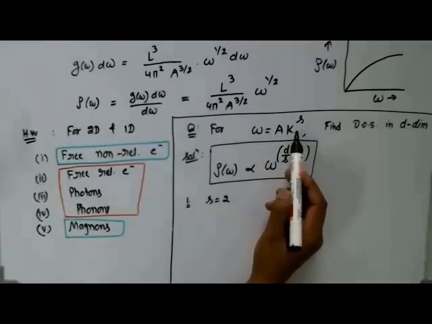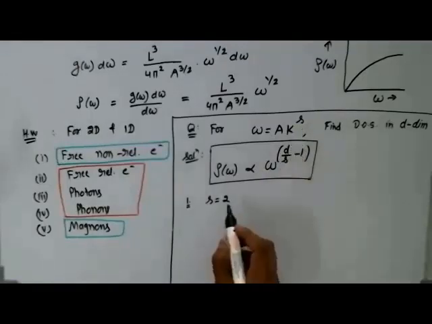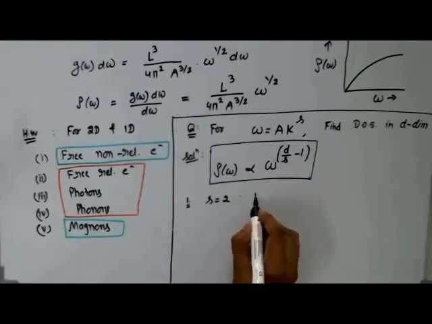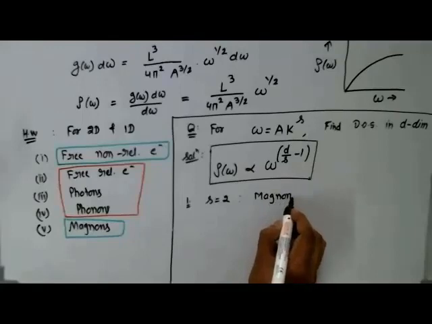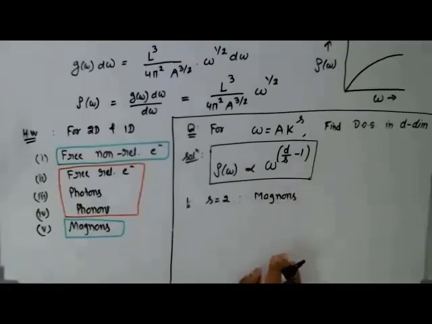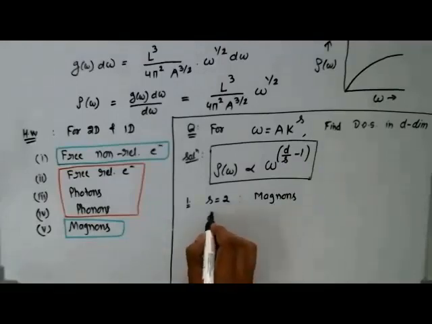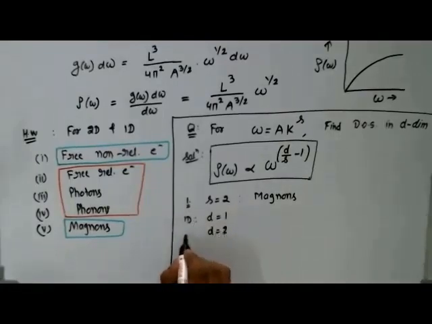For which particle is that? For the magnon. So if s is 2, this is the case of magnons. And inside that, if you take the case d equal to 1, it means 1 dimension. d equal to 2 means 2D, and d equal to 3 means 3D.